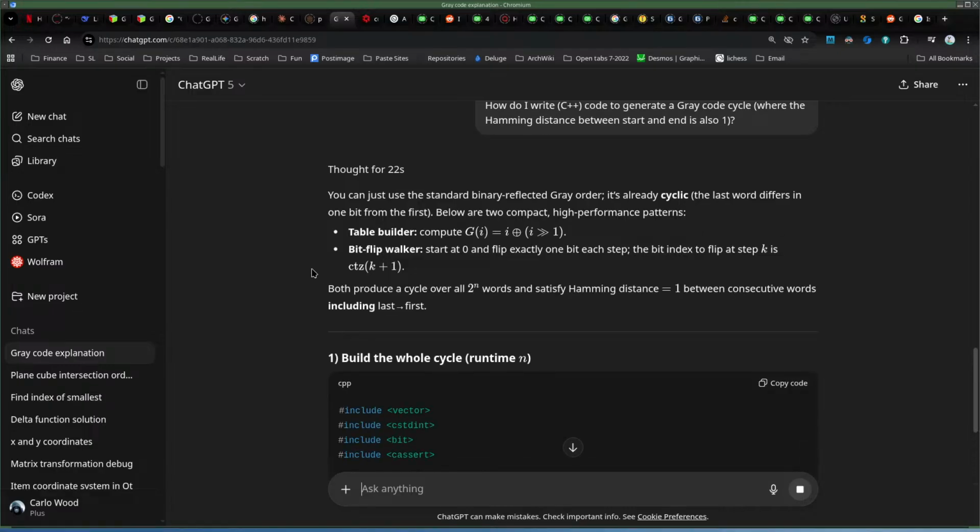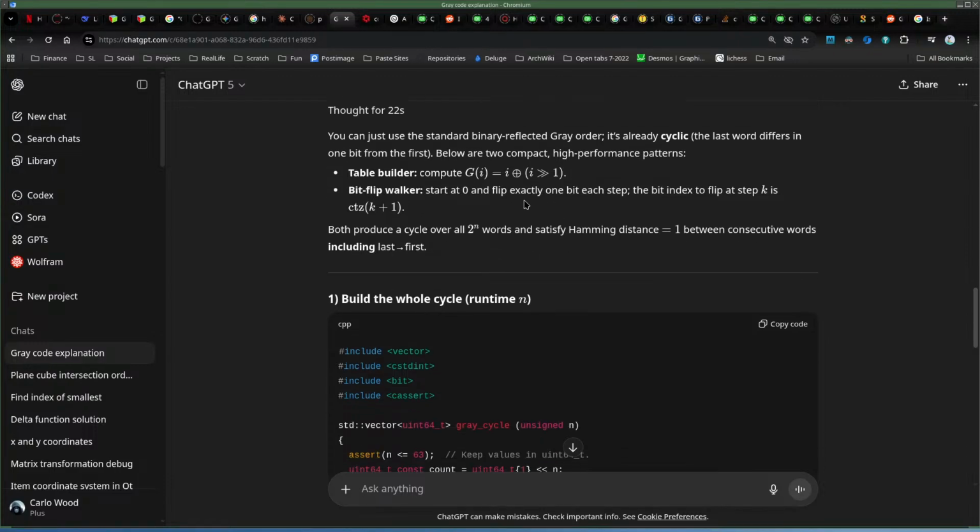You can use the standard binary reflected Gray order. It's already cyclic. Below are two compact high-performance patterns. The table builder computed the thing it already said, the bit flip walker. Start at 0 and flip exactly one bit each step. The bit index to flip at step k is the CTZ of k plus 1.